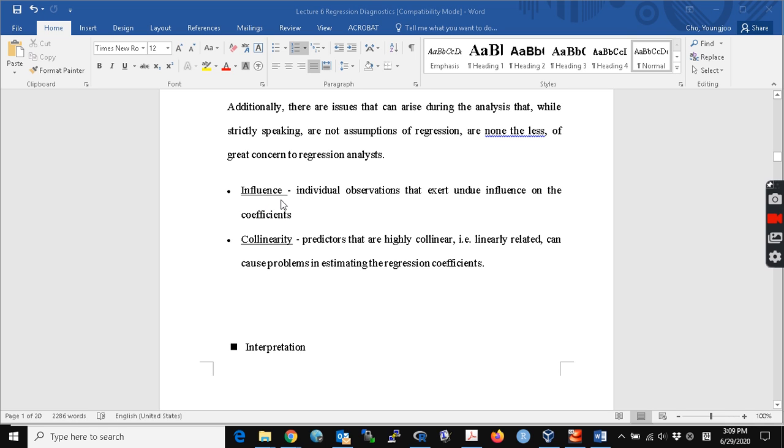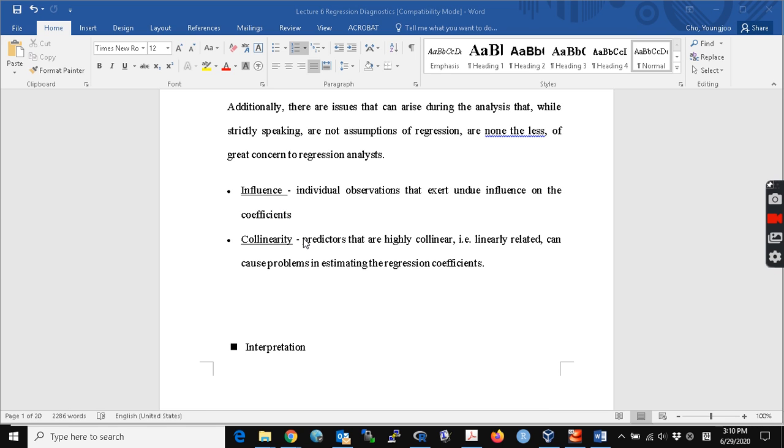So the first one is influence. An individual observation can change your regression coefficients. If you omit or add the observation, and that changes your regression coefficient by a substantial amount, then we say that observation is called an influential point.